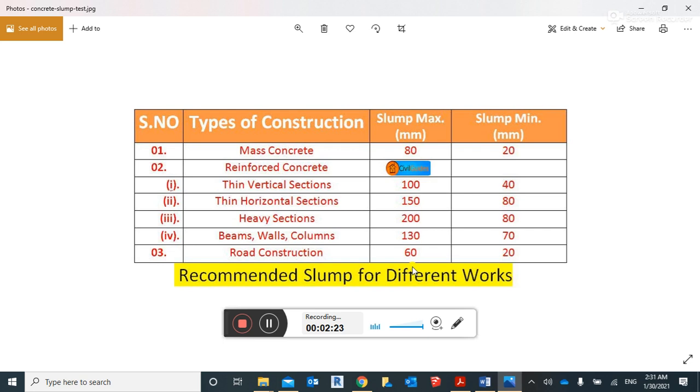Guys, this topic is very important. These questions are frequently asked in interviews and exams. This is the maximum slump value. This is the minimum value. For massive concrete, the minimum slump value is 20. For the vertical section, the maximum is 100 and the minimum is 40. For the horizontal section, the maximum is 150 and the minimum should be 180 millimeter. And for heavy sections, the maximum value is 200 and the minimum is 80. For beams, walls, columns, 130 maximum and the minimum is 70 millimeter. And for road construction, it is 60 millimeter and the minimum slump is 20 millimeter.